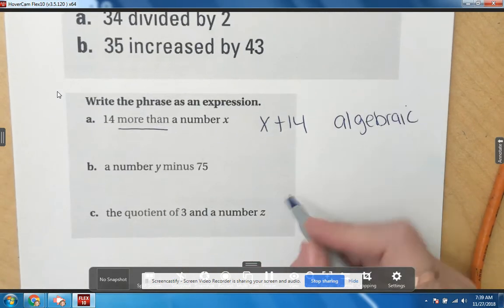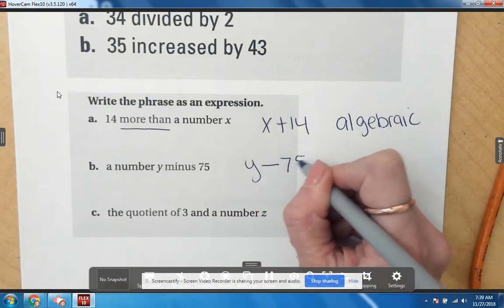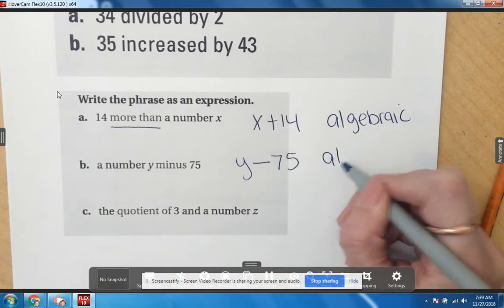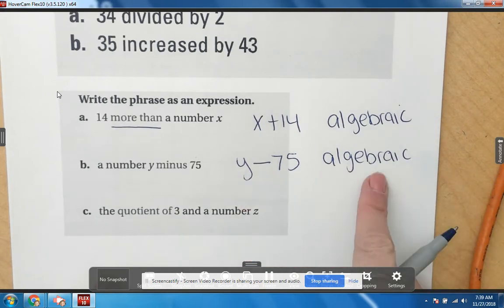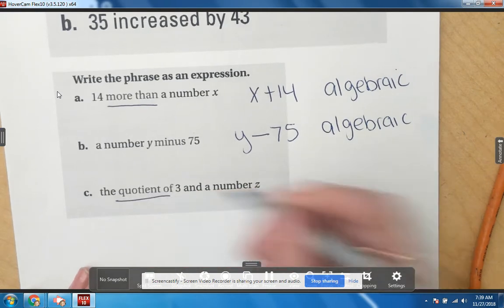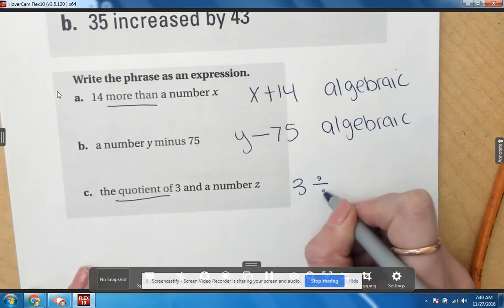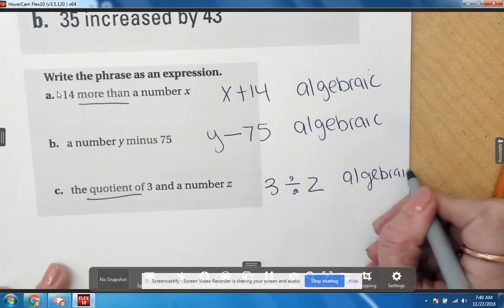Next one says a number y minus 75, which is going to be written exactly how it sounds. Y minus 75. This one has a variable, so we're going to call it algebraic. If it has at least one letter, it's algebraic. The quotient of 3 and a number z. Quotient means division. So 3 divided by z. Also going to be algebraic because it has at least one letter.